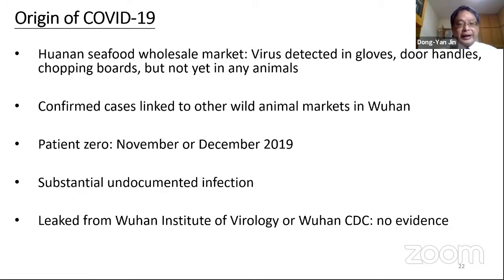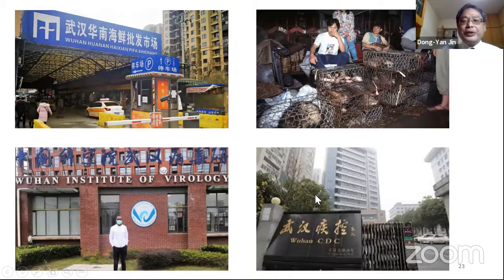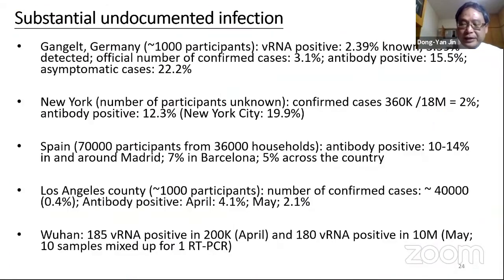But whether it is linked to the Wuhan Institute of Virology or the Wuhan CDC, so this is actually the Wuhan wholesale market. These are the people selling these wild animals before the outbreak. And this is the Wuhan Institute of Virology of the Chinese Academy of Sciences. And this is the Wuhan CDC. And the claim that the virus could have leaked from the Wuhan Institute is that scientists there, particularly Professor Zheng Lishi's group, are studying bat coronaviruses.